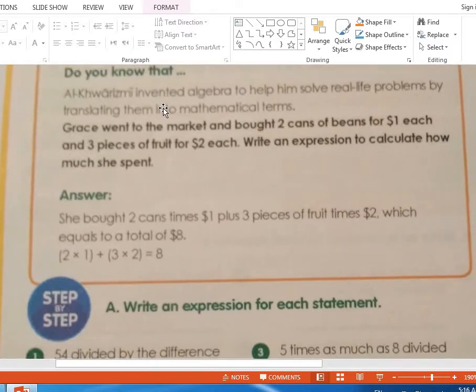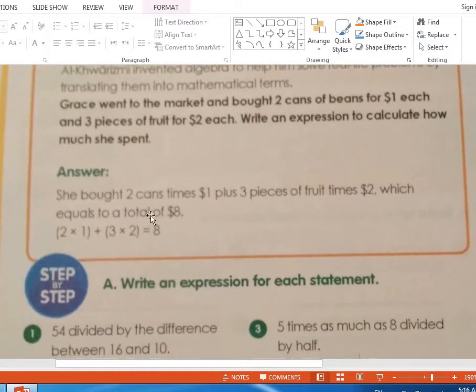Do you know that it's information for you? Al-Khwarizmi invented algebra to help him solve real-life problems by translating them into mathematical terms. Grace went to the market and bought 2 cans of beans for $1 each, and 3 pieces of fruit for $2 each. Write an expression to calculate how much she spent.